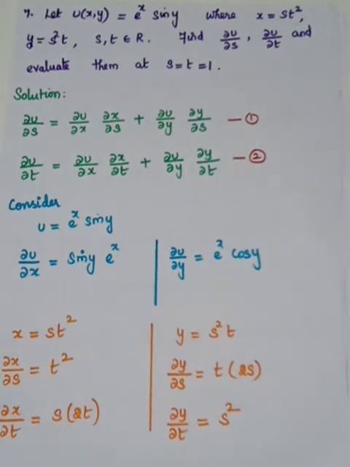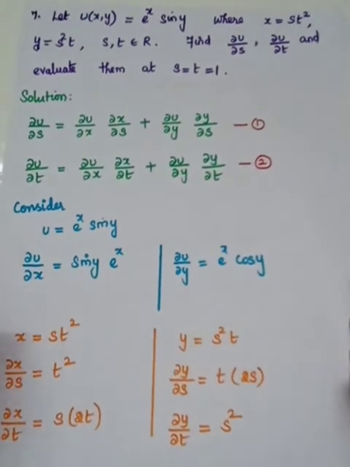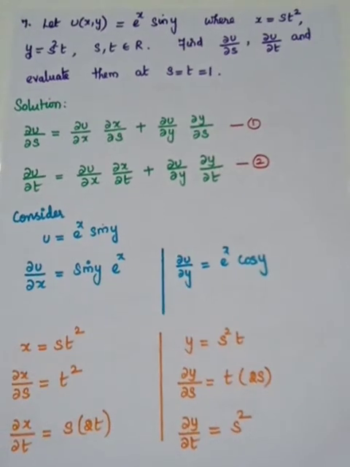In the same way we have to go for the remaining problems. You see now, 7th problem. What is u? U is a function of x and y. Look at your x. X is a function of s and t. Y is also a function of s and t, where s comma t belongs to R. You have to find dou u by dou s separately and dou u by dou t, and evaluate them at s is equal to t is equal to 1. The similar problem of the 6th one.